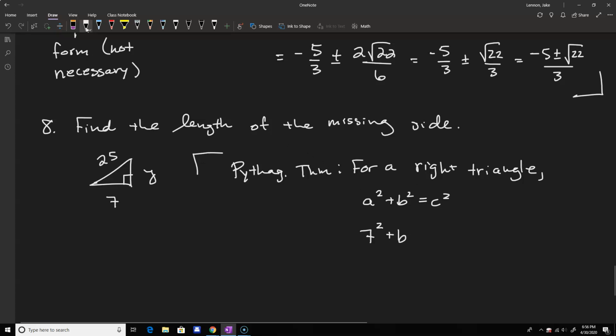We're using the letter y for the missing side from the picture. So 7 squared plus y squared should equal 25 squared. So we end up with 49 plus y squared equals 625. So we want to subtract 49 from each side. So we'll be left with y squared equals 576.